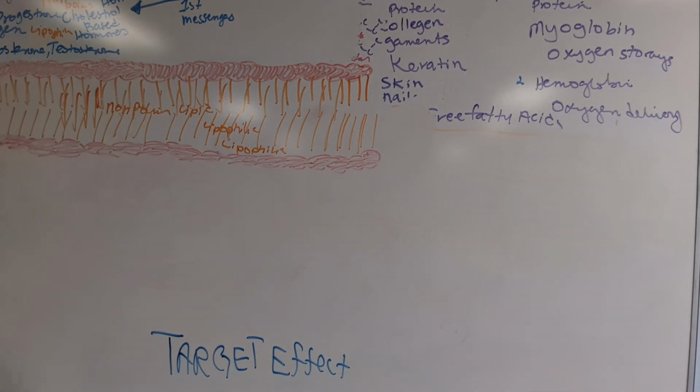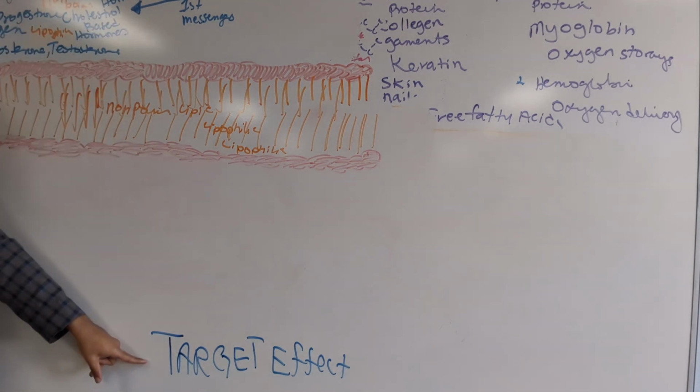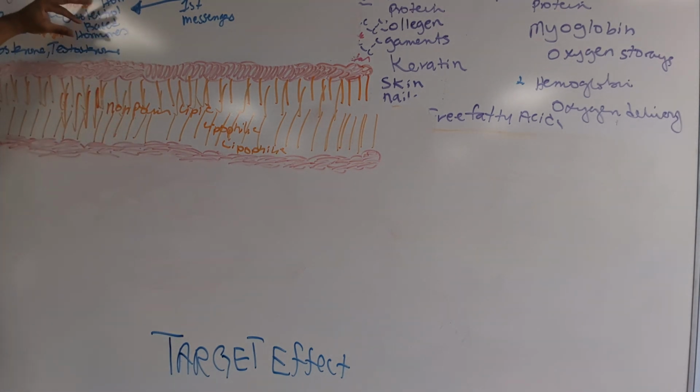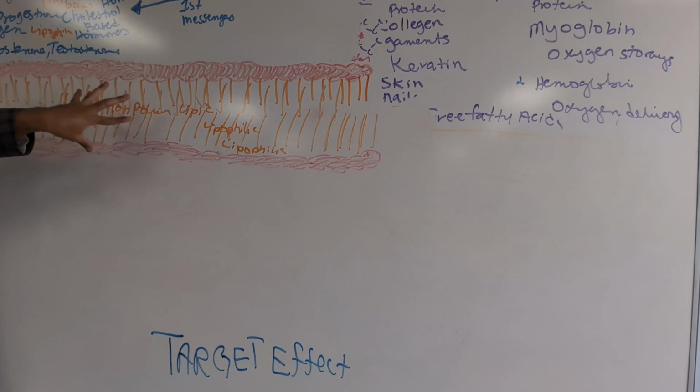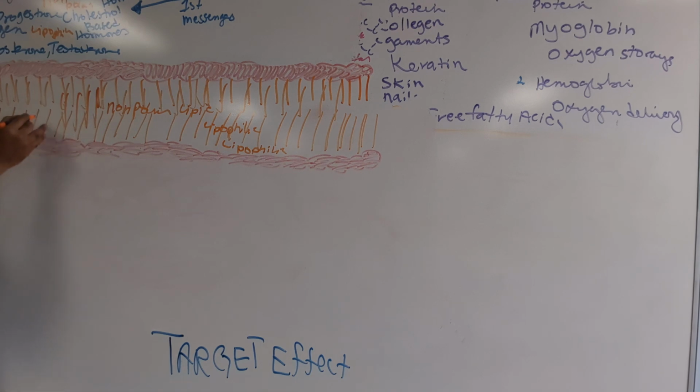This is lipophilic. So what happens now, if the steroid hormone is targeting my cell for a target effect, it is welcome to come through because it can dive. It can dissolve in this bilayer leaflet. It will come through and then it can swim in my cytosol and it can enter my nucleus.